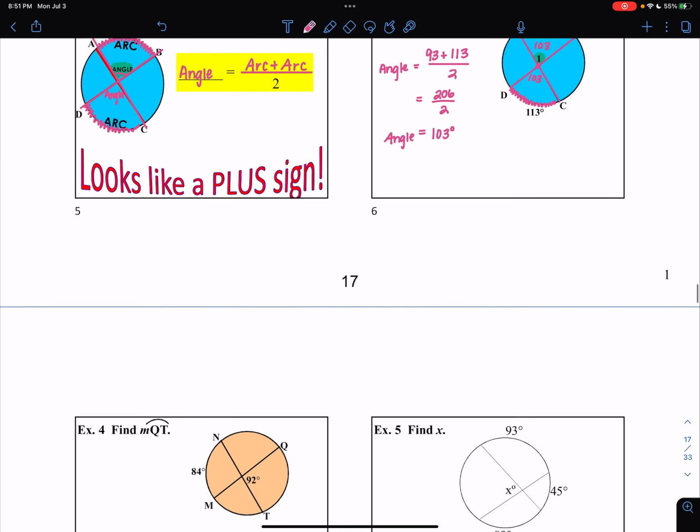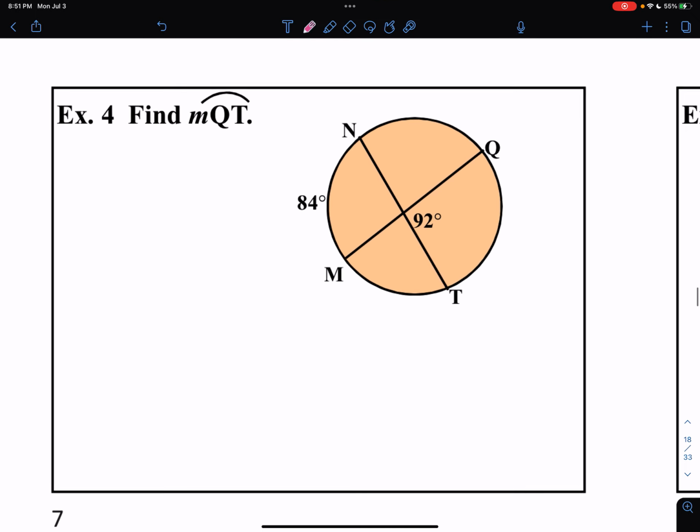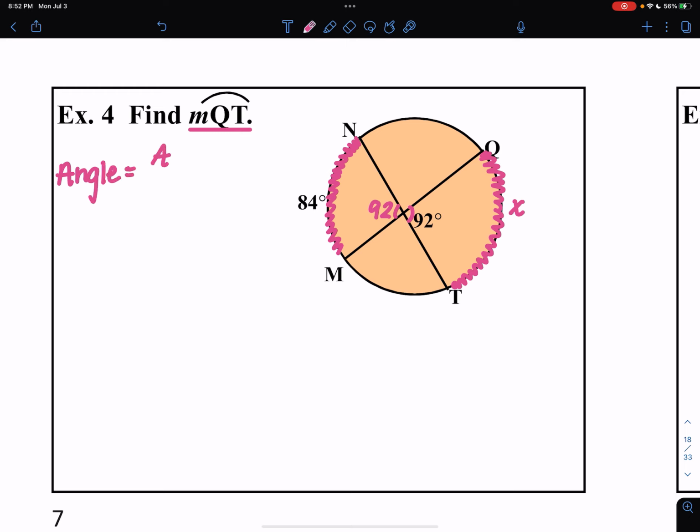Let's take a look at the next one. All right, so this time they've given us the 92-degree angle, right? We know these vertical ones are both 92. One of the intercepted arcs is 84. The other intercepted arc, we don't know, right? That's what they're asking us to find, the measure of arc QT. So I'm going to put an X in for QT. Now let's take a look at the formula. Angle equals arc plus arc divided by 2.